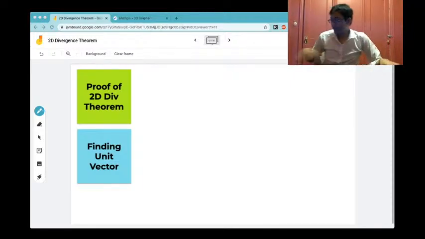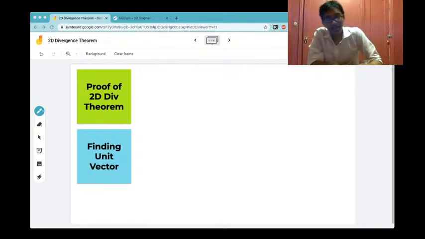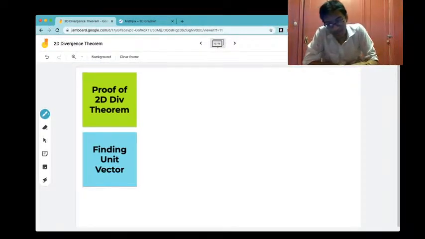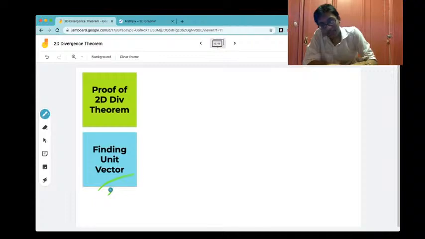I haven't practiced this proof, so I will indeed need some assistance from the audience if it comes to that. So what is our proof going to start with? Our proof is going to quite simply start with finding the unit vector. There you go. There's a big hint right there.